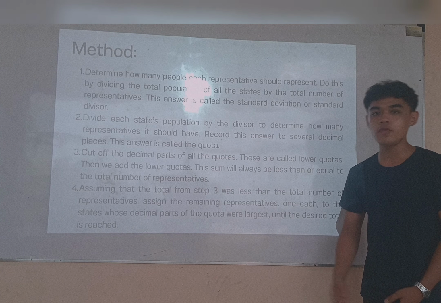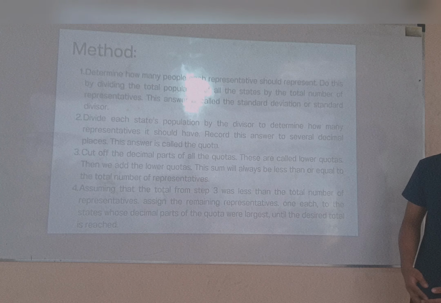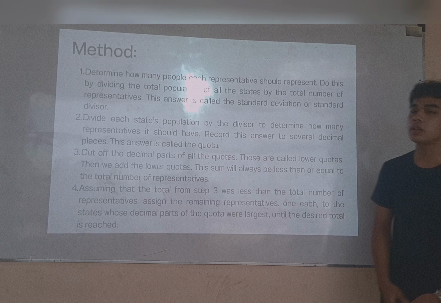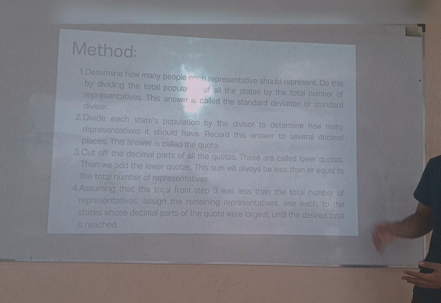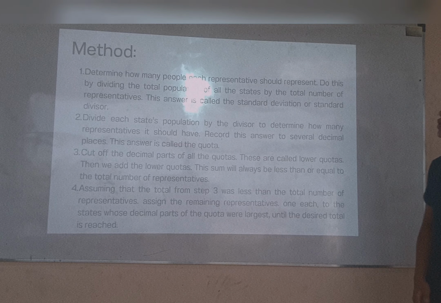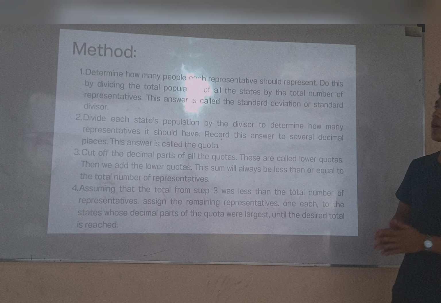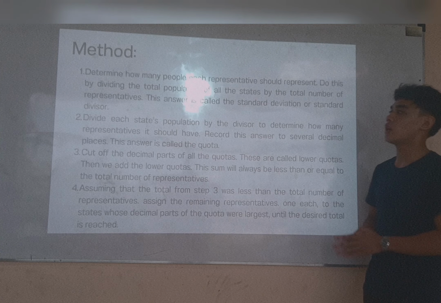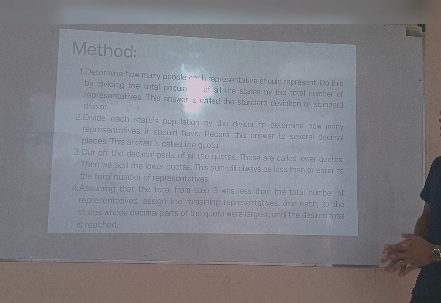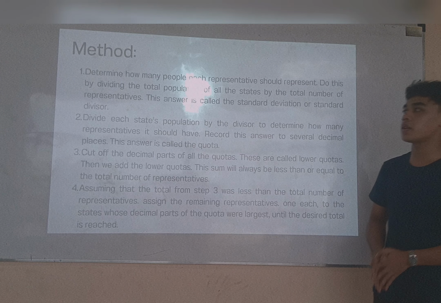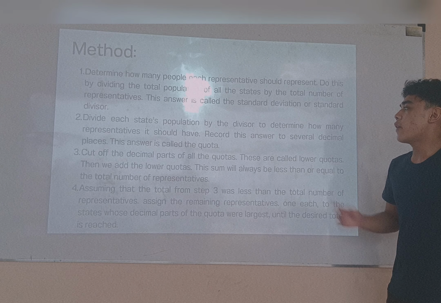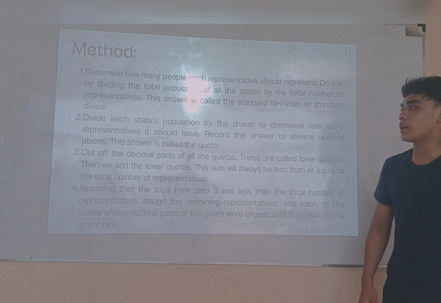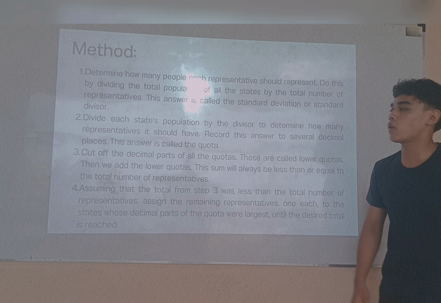In implementing Hamilton's method, there are 4 steps. Step 1, determine how many people each representative should represent. Do this by dividing the total population of all the states by the total number of representatives. This answer is called the standard divisor. Step 2, divide each state's population by the divisor to determine how many representatives it should have. Record this answer to several decimal places. This answer is called the quota.